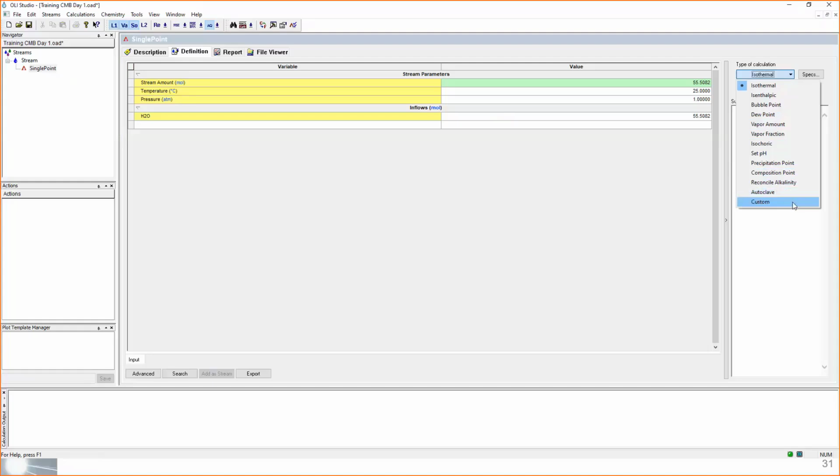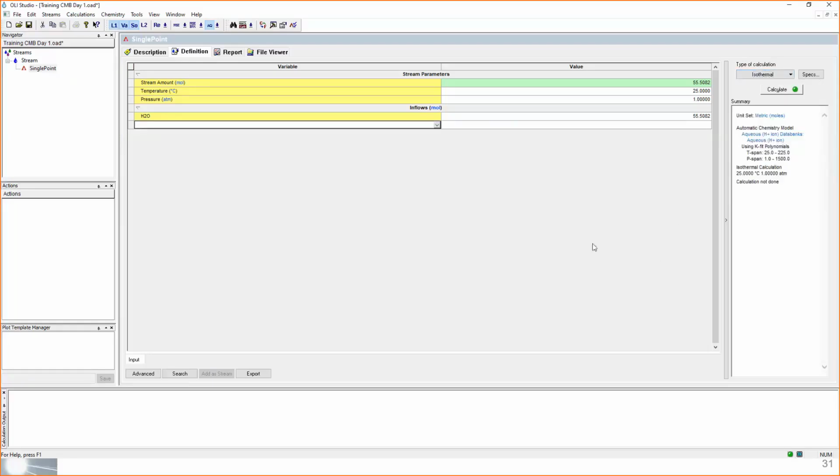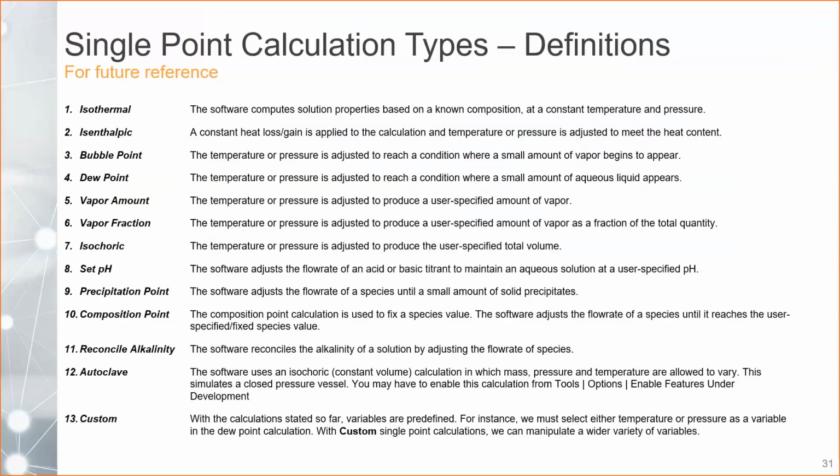And the custom is anything that you don't see here can be calculated. Maybe we just haven't put it in the list, but you can create your own type of calculation. For example, I use this custom calculation to calculate the solubility of a gas in water. I use it there a lot. Okay, so those are the calculation types I wanted to talk about.